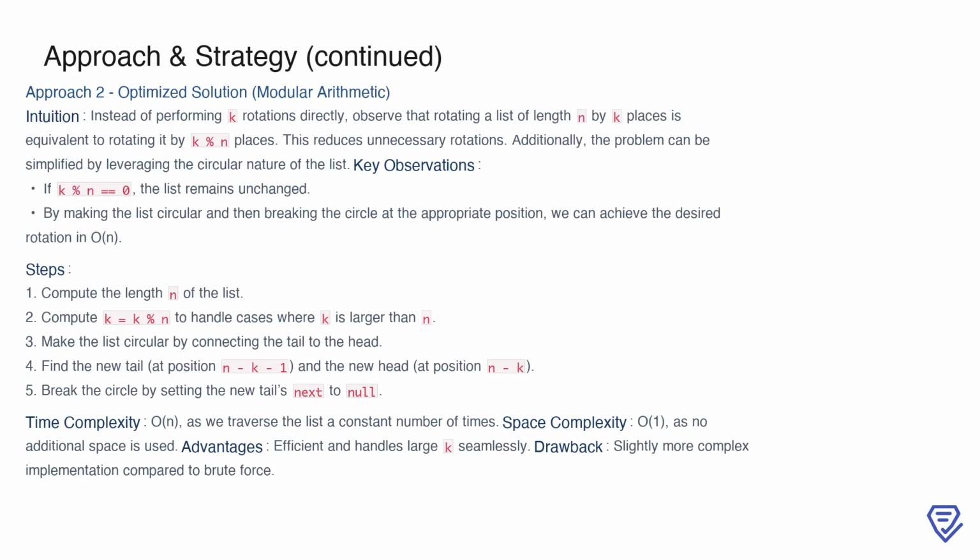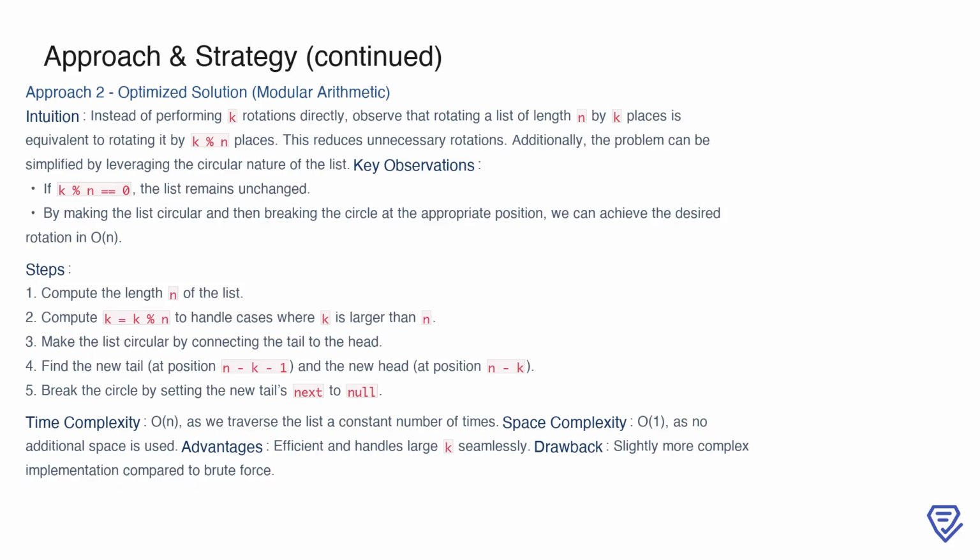A more efficient solution involves using modular arithmetic to optimize the rotation process. The key insight here is that rotating a list of length n by k places is equivalent to rotating it by k%n places, which eliminates unnecessary rotations. Additionally, we can utilize the circular nature of the list to simplify the problem. If k%n is 0, the list remains unchanged, as the rotations bring it back to its original configuration.